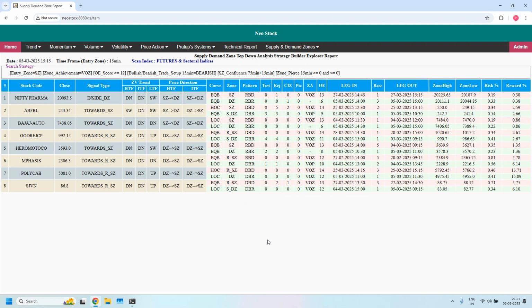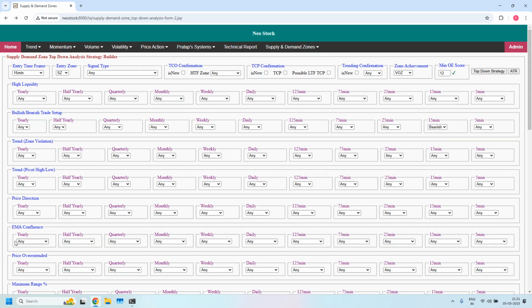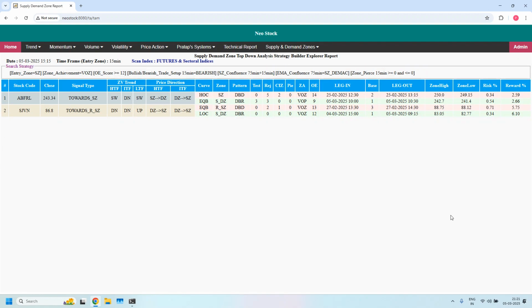And how many 75 minute supply zones are having daily EMA confluence? Let's verify. In the EMA confluence, 75 minutes supply zone with daily EMA confluence, we got 2 stocks. These 2 are having even more high probability to get success. These 15 minutes supply zones.